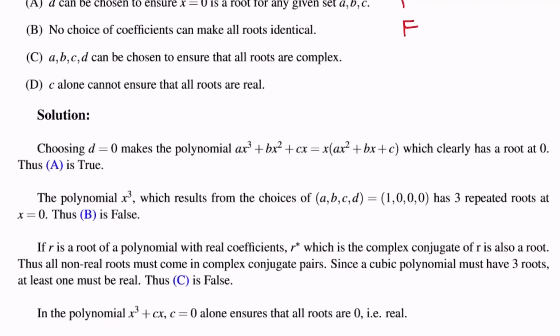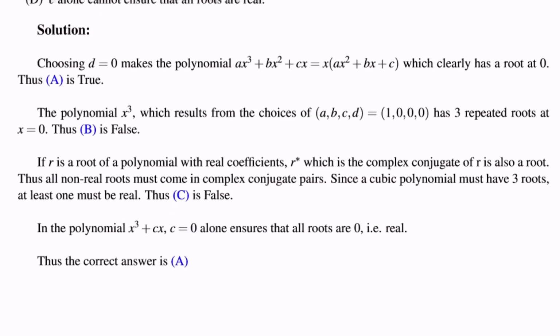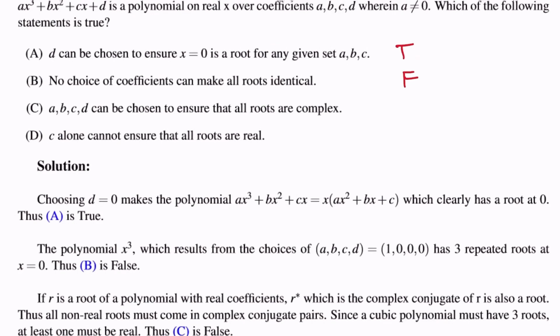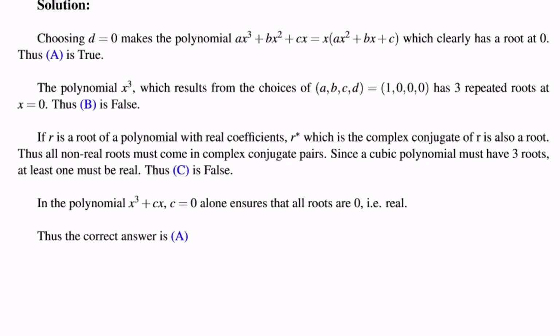For option C, we'll have to do something different. It says that the coefficients can be chosen to ensure that all roots are complex. But we'll now leverage a property of polynomials with real coefficients, of which our problem says it is: if R is a root of a polynomial with real coefficients, then R conjugate, which is the complex conjugate of R, must also be a root. That is, all non-real roots must come in complex conjugate pairs.